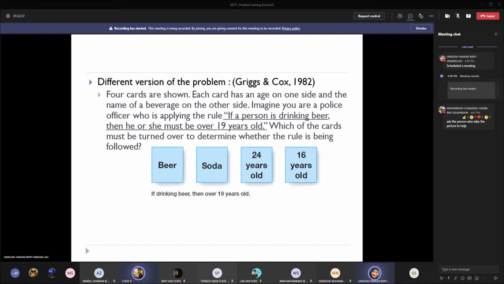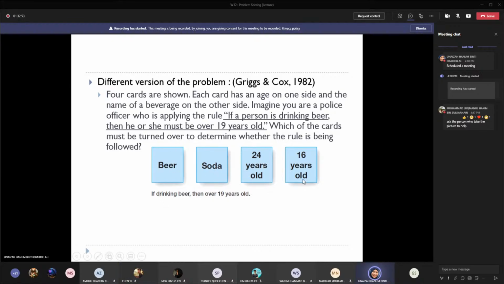So you don't need to turn soda because it's basically not a beer. And 24, you don't need to turn 24 years old because it is legit for him to drink beers also. So these 2 are not necessary to be turned. Exactly, because it's not related, right?